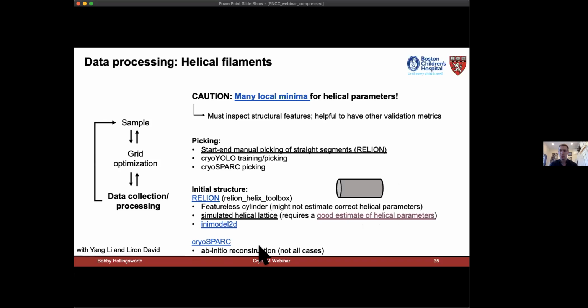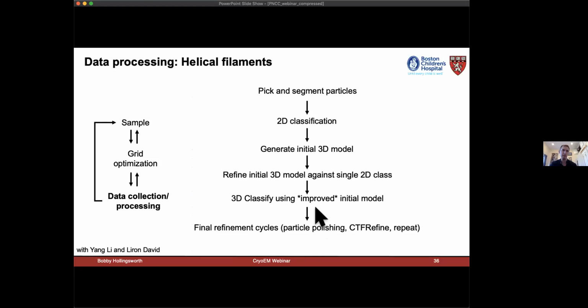cryoSPARC also can generate initial models with ab initio reconstruction, but that doesn't work in all cases, particularly when we're only seeing one view of the filament.